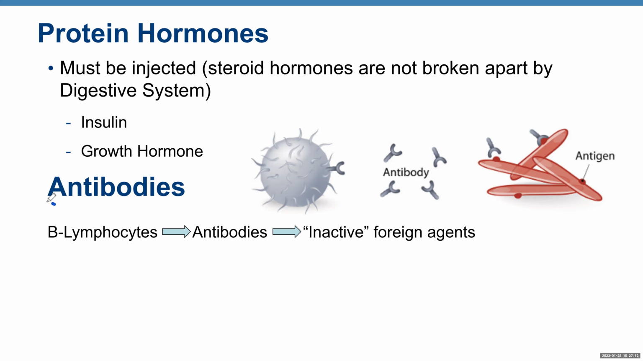Other proteins in your body are antibodies. Well, you have these white blood cells called B lymphocytes, and they can differentiate into plasma cells, and plasma cells secrete antibodies. And antibodies are functional proteins that inactivate foreign agents. So here we have bacteria, for example, shown, and antibodies are attached to an antigen on the bacteria, and inactivate that bacteria.